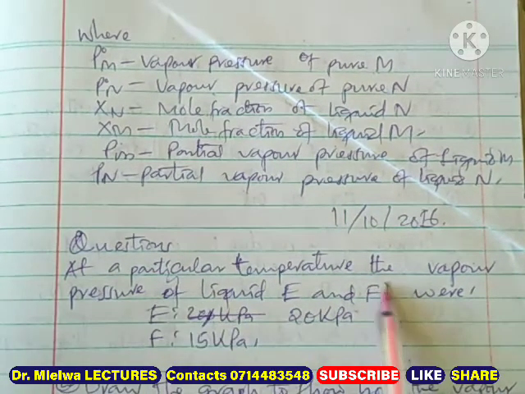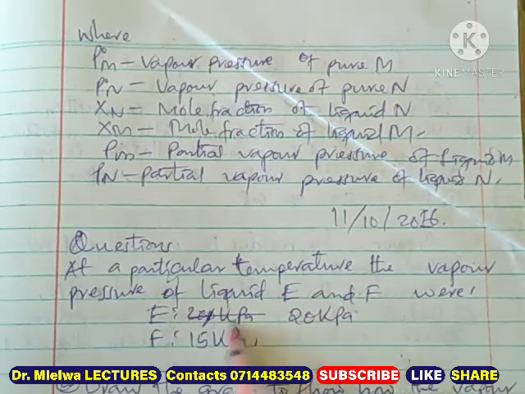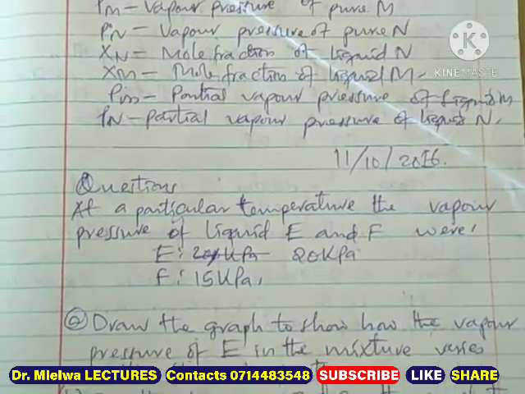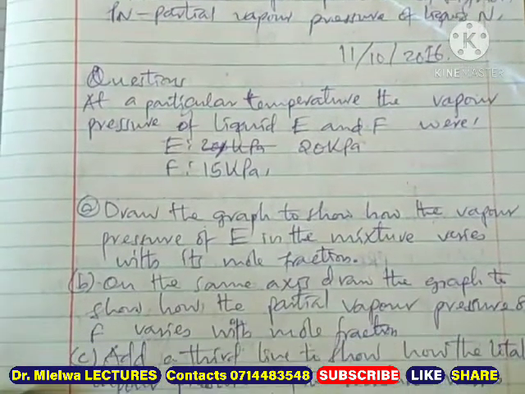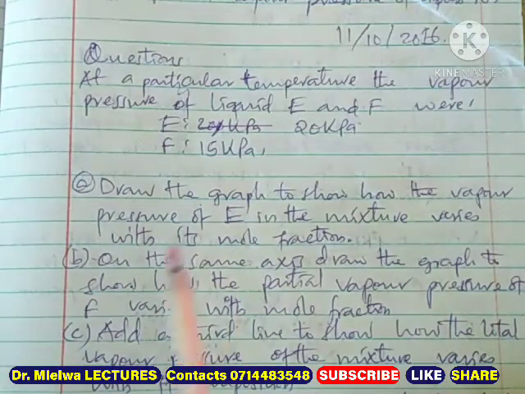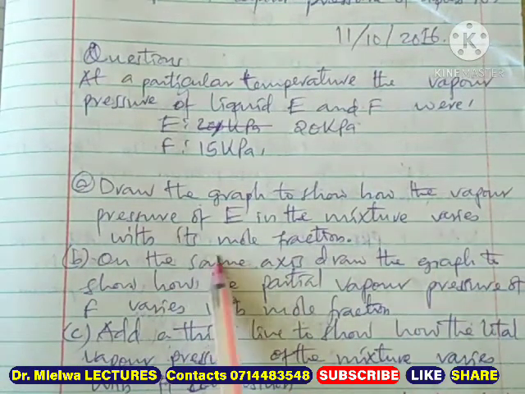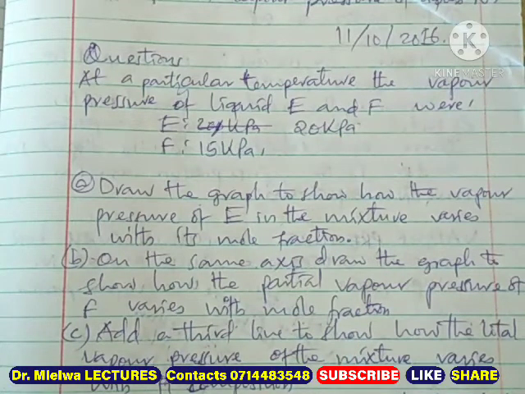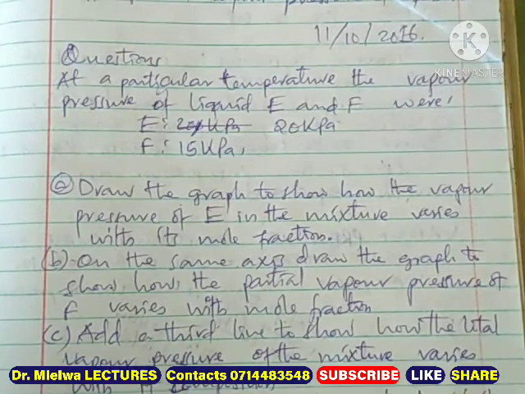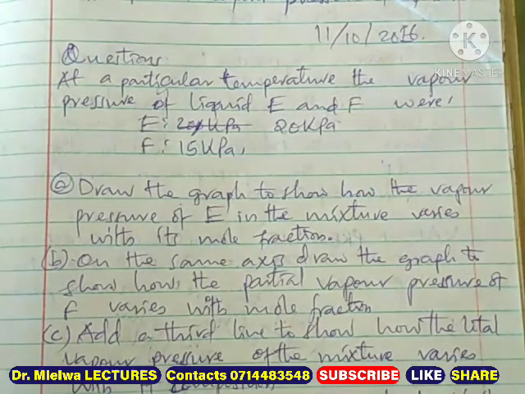So we are starting with this question. At a particular temperature, the vapor pressure of liquid E and F were 20 kilopascals and 15 kilopascals. Question A. Draw the graph to show how vapor pressure of E in the mixture varies with its mole fraction. Only E, so hilo ndo swala kwanza. How vapor pressure of E varies with its mole fraction.